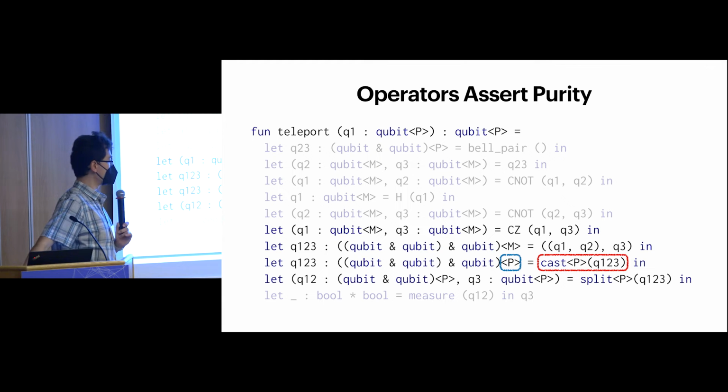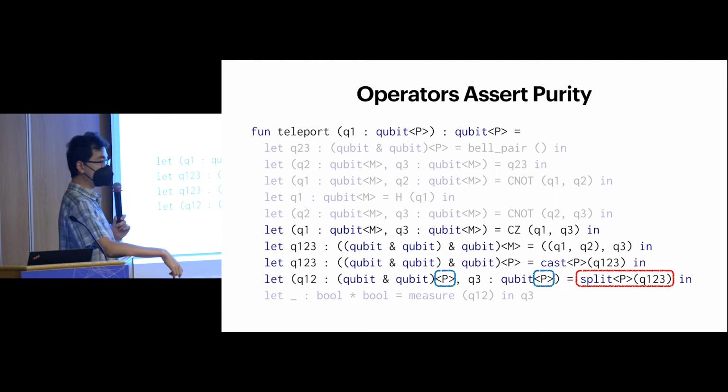The next thing that we're going to do is we're going to say, I actually know even more than that. I know that the first two qubits are separable from the third. So you see here that we've used two operators in Twist. We've used the cast operator, which allows you to say that a given piece of data in your program is pure, unentangled with anything else. And we've used the split operator, which, given an entangled pair of two things, allows you to say these two things are actually separable from each other. You might be wondering why we need two separate assertion operators, and I will be getting to that shortly.